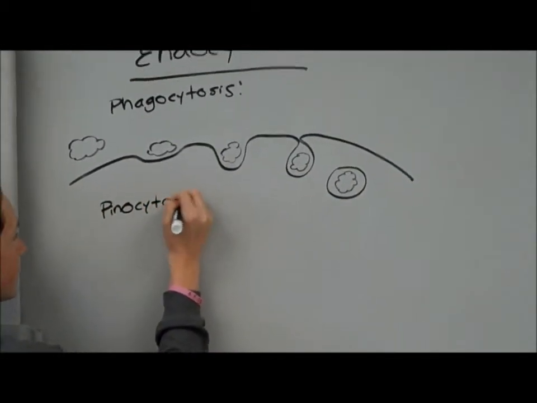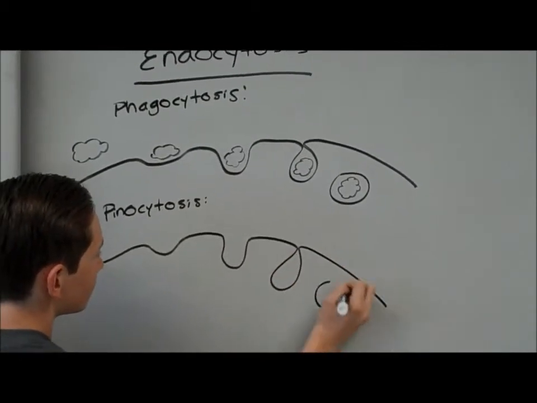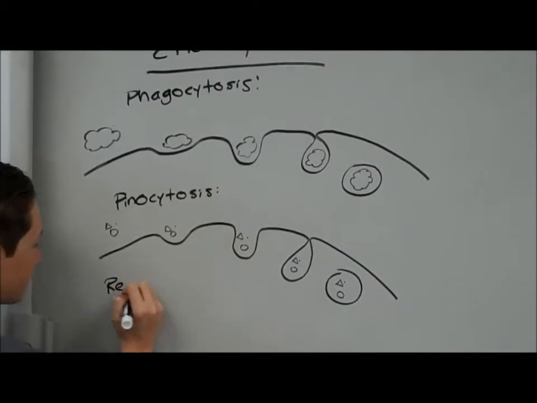Pinocytosis is the process of a cell engulfing extracellular fluids with vesicles. This allows the cell to gain large quantities of solutes that are located in the extracellular fluid.